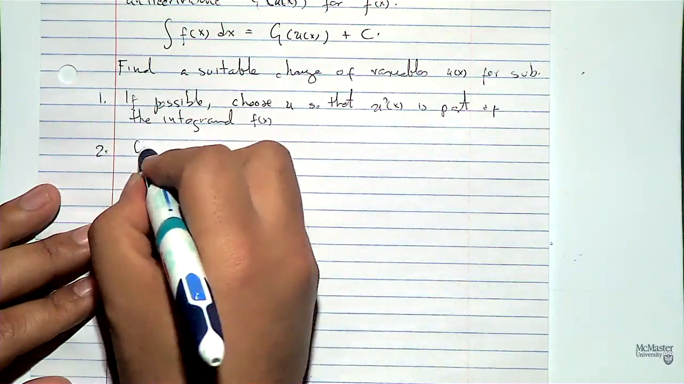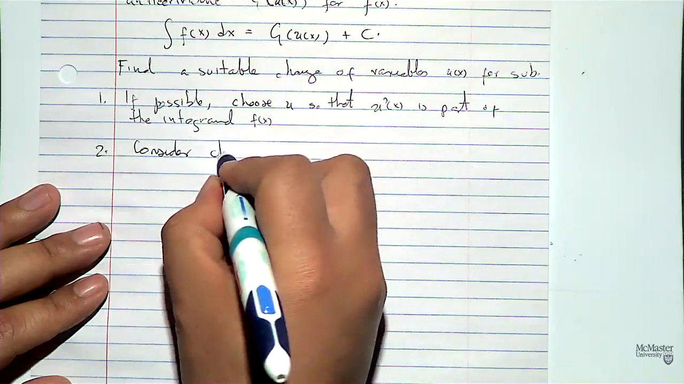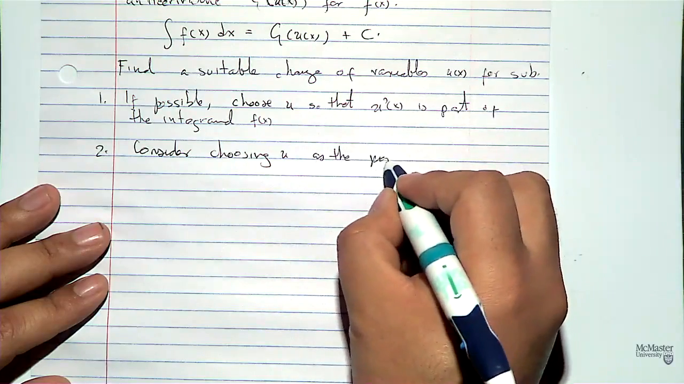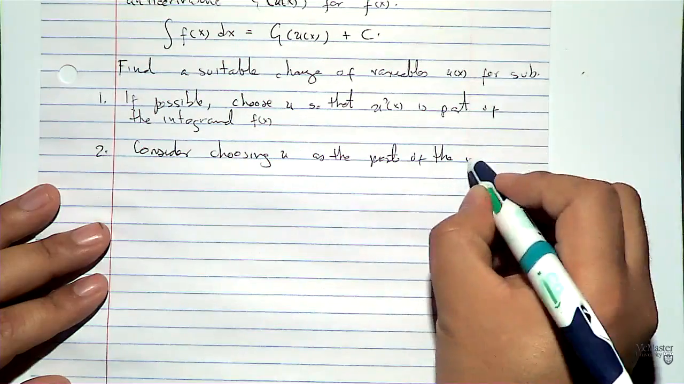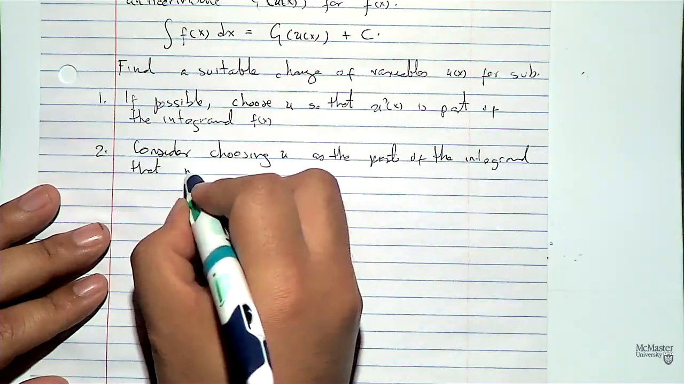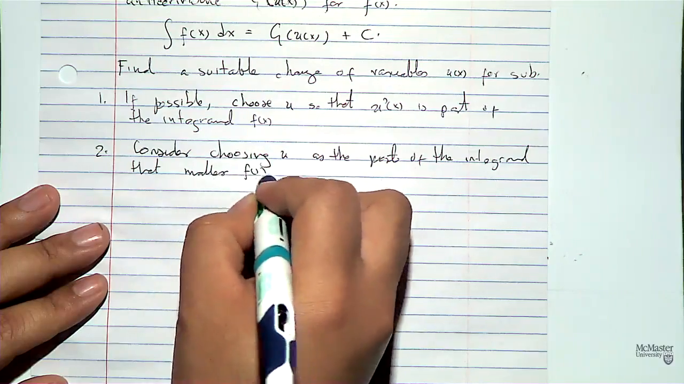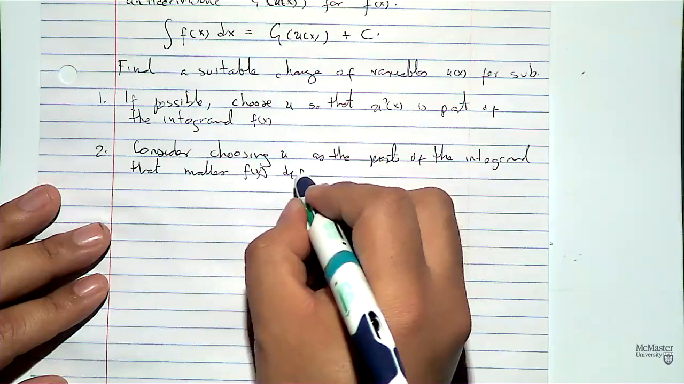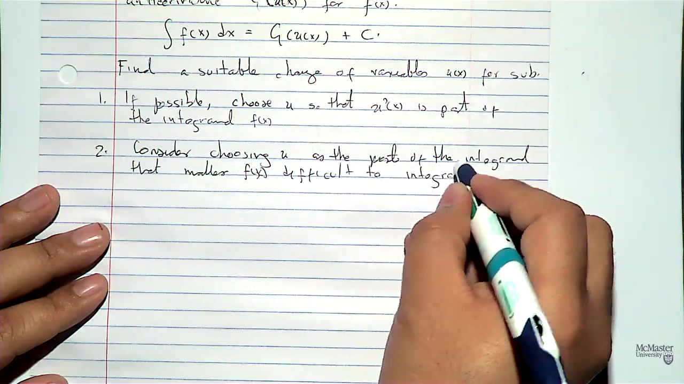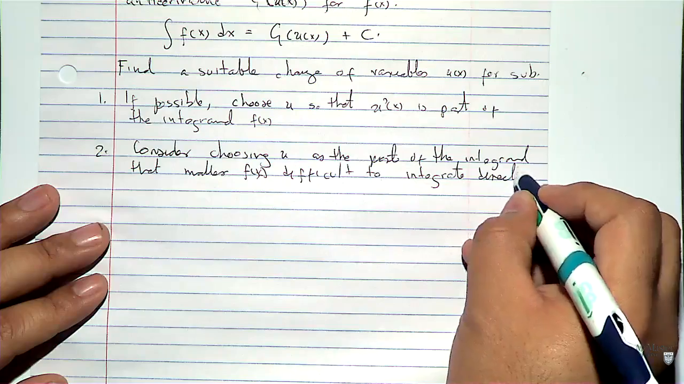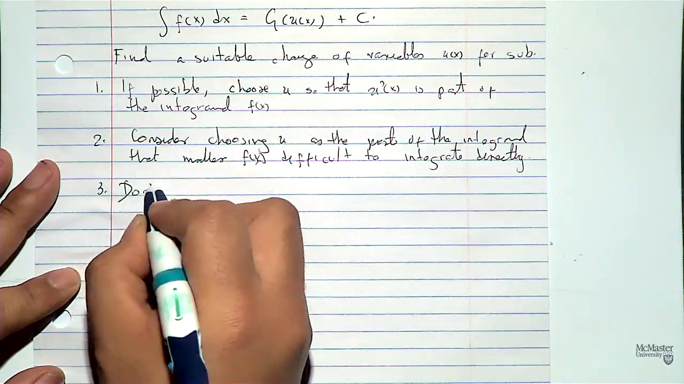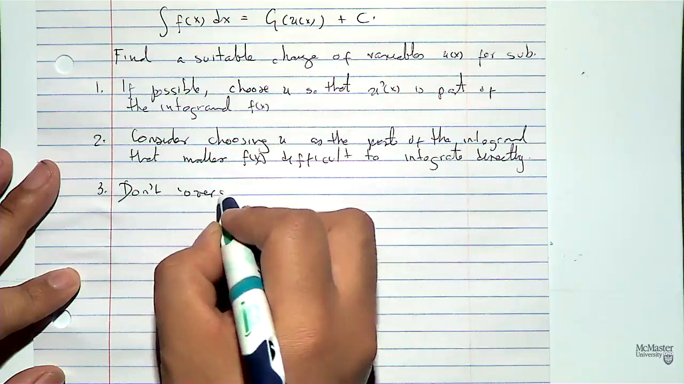The second is to consider choosing u as the part of the integrand that makes f of x difficult to integrate directly. The third is to not over-substitute.